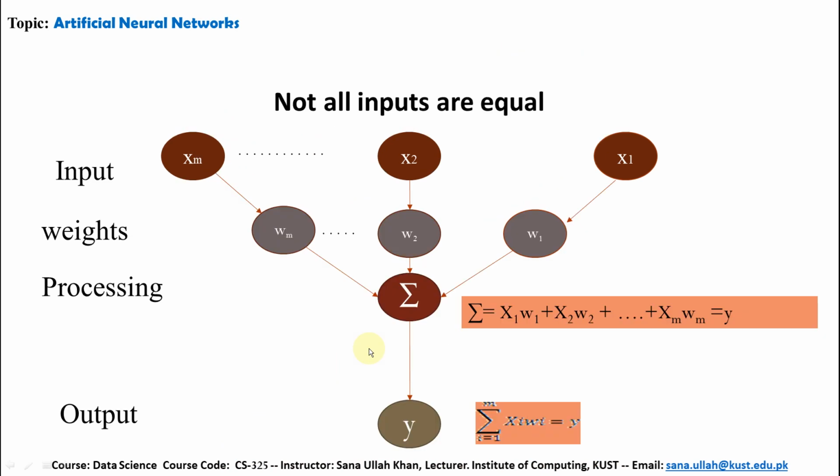Not all inputs are equal. Sometimes we use weights to normalize the inputs, like x1 multiplied by weight 1, plus x2 multiplied by weight 2, plus up to xm multiplied by weight m. These weights may not be the same. They are different, depending on the values of the inputs, and then they are summed. The sum of xi, meaning x1, x2, x3, times wi, the corresponding weights, is equal to y.